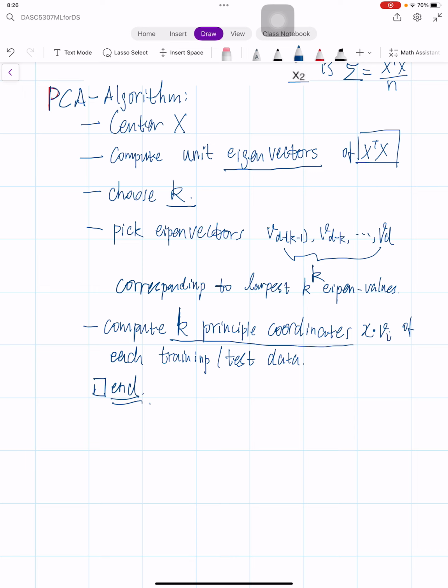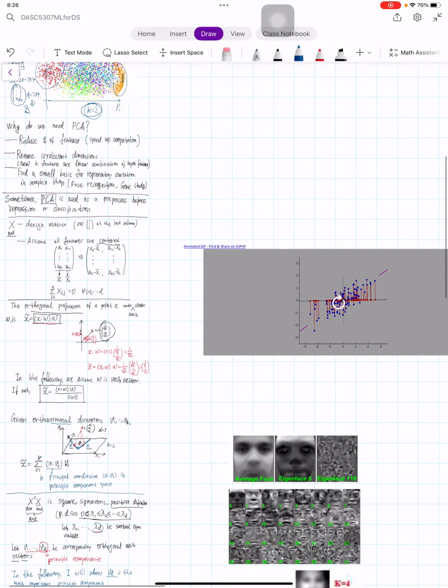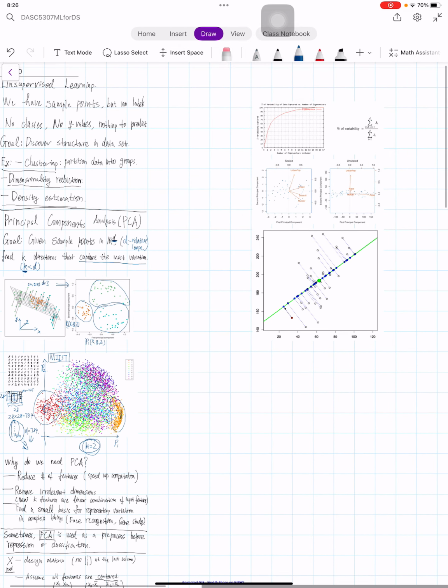Okay, so here the first question is, how do we pick a k? How do we determine it, because there are at most d of them, right? So there is a plot here I want to show you.